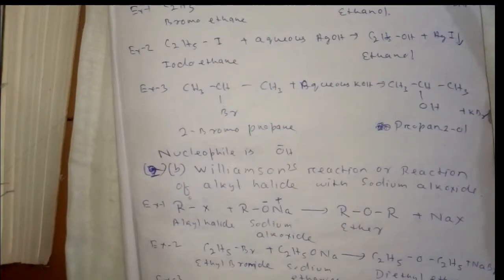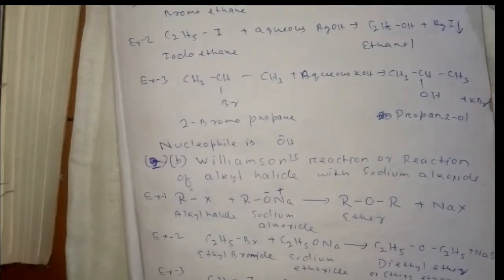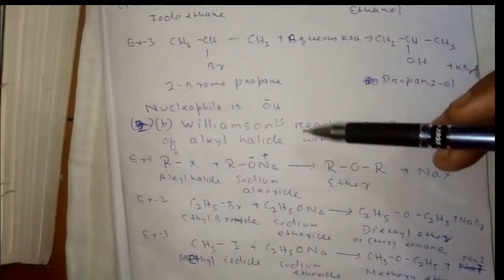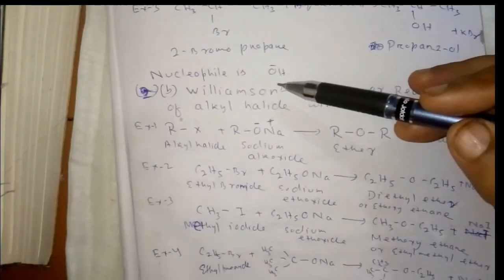I will discuss it vividly later, as the mechanism is given in our course. It is of two types: one is SN1 reaction and another is SN2 reaction. Substitution nucleophilic unimolecular, substitution nucleophilic bimolecular. I will go through the mechanism of these two reactions again after the chemical properties. The nucleophile is OH minus.